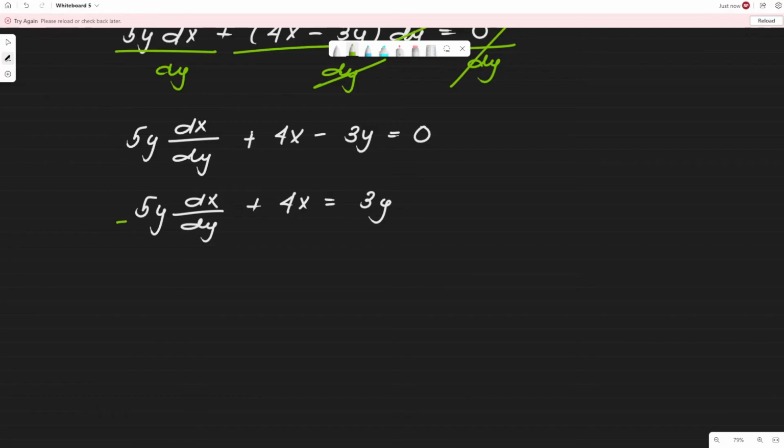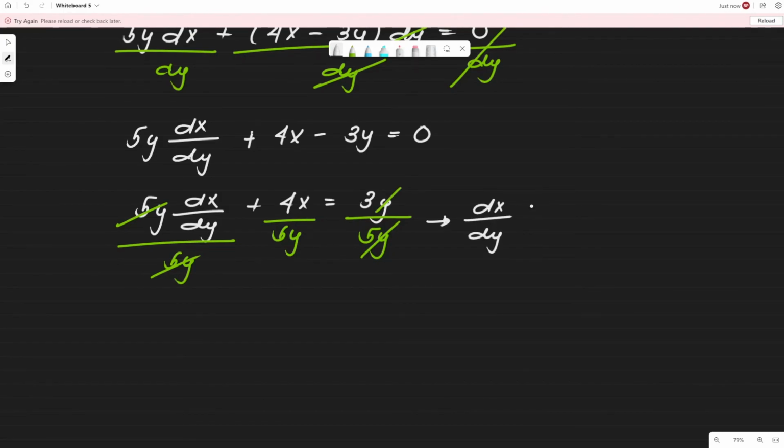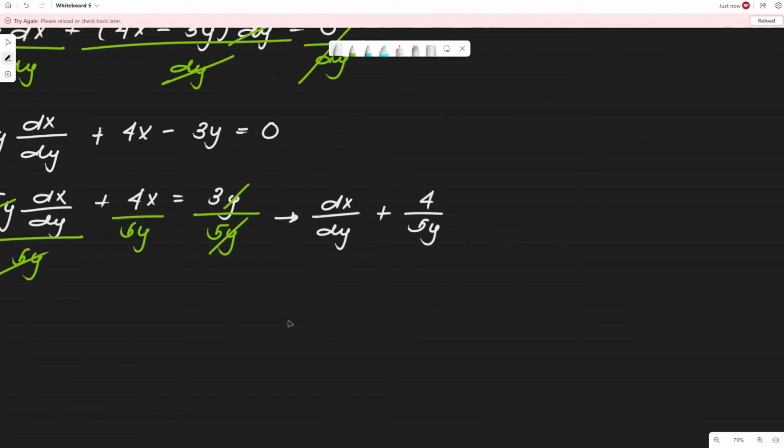Tapos divide nyo lang, no? Divide all terms by 5y kasi dapat yung dx over dy ay standalone. Ayan. So, cancel. Dito cancel yung dalawang y. So, therefore, our differential equation is dx over dy plus 4 over 5y x is equal to 3 over 5. Okay, so, na-transform na natin, no? So, we can now actually solve.